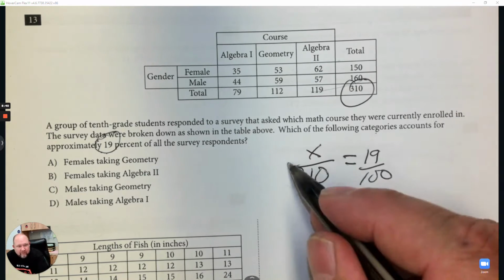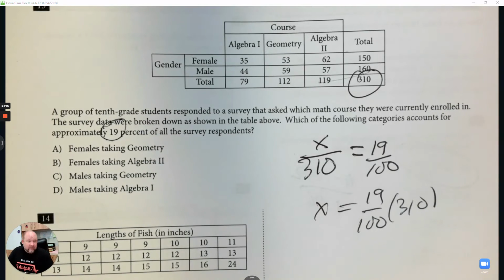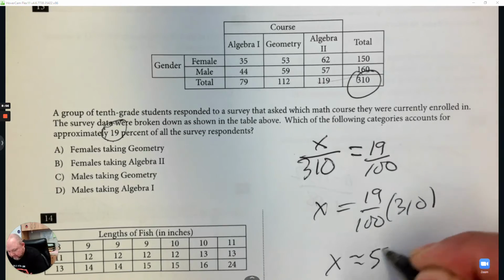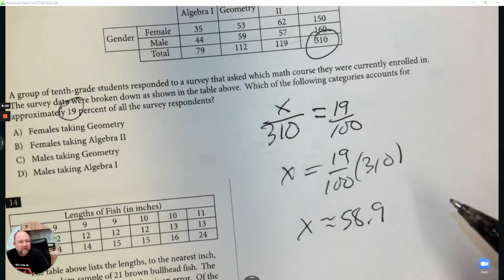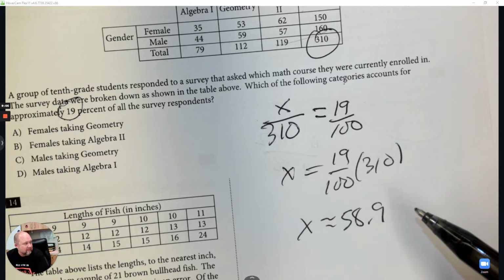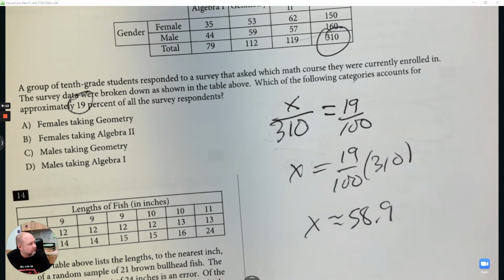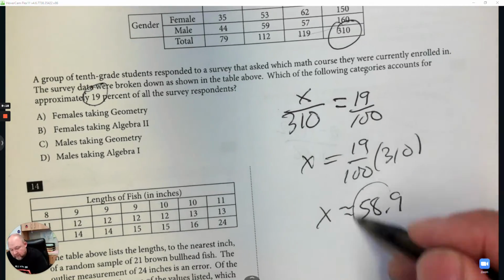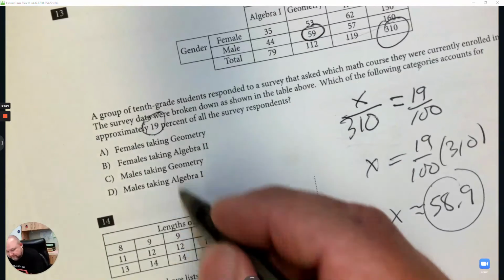So to get x by itself, multiply by 310. And then do your calculator. That's really 0.19, so 0.19 times 310. And what do you get? 58.9. And then I look, which one gives you that? If you look, which number is closest to that? You'd say, oh, that number is closest to 59, which would be males taking geometry.